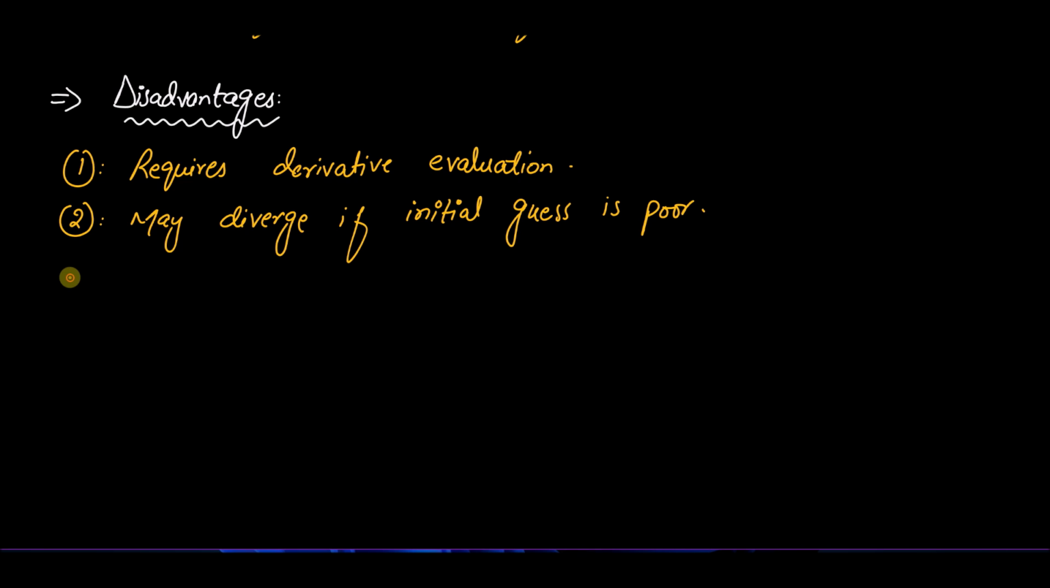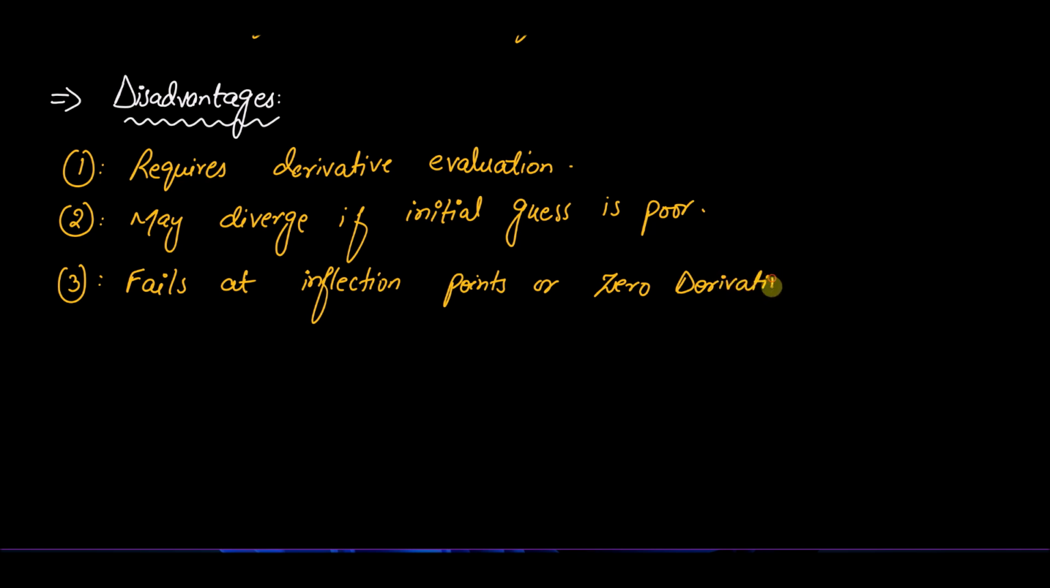Third disadvantage is it fails at inflection points, or we call it zero derivatives. If the derivative at any step becomes zero, the method will break because division by zero isn't defined. This makes it unreliable near inflection points or flat regions of the curve.